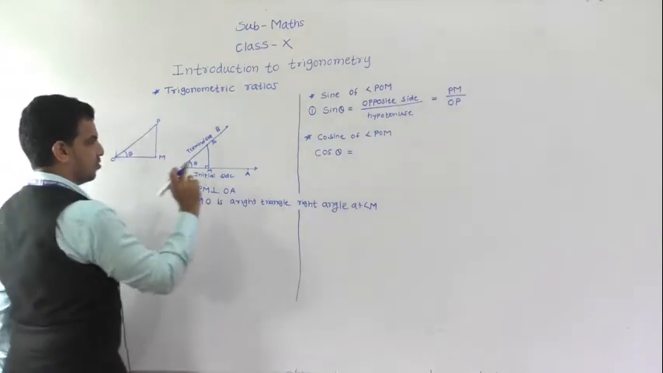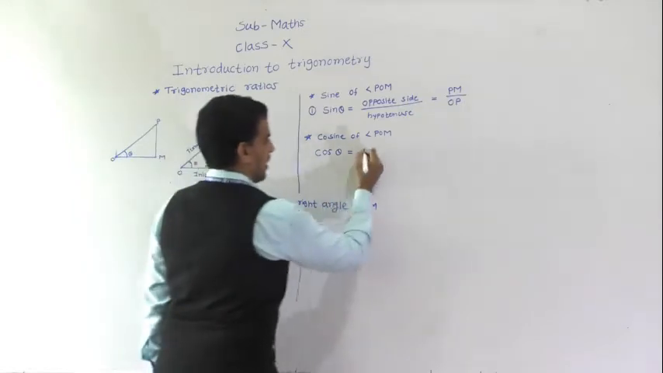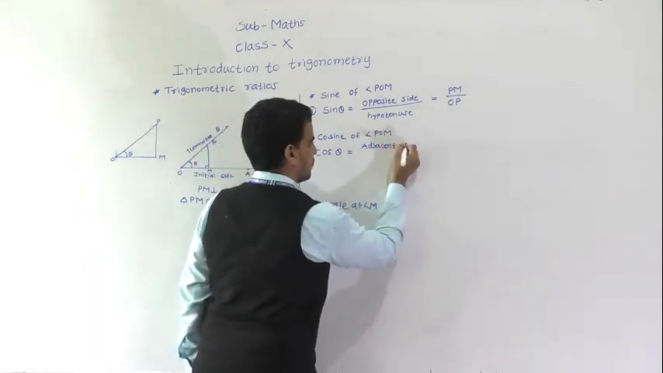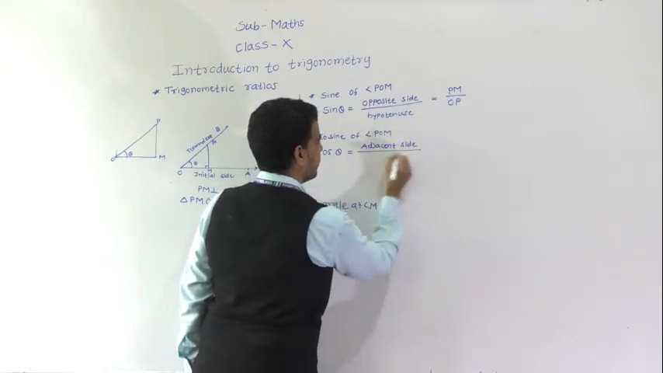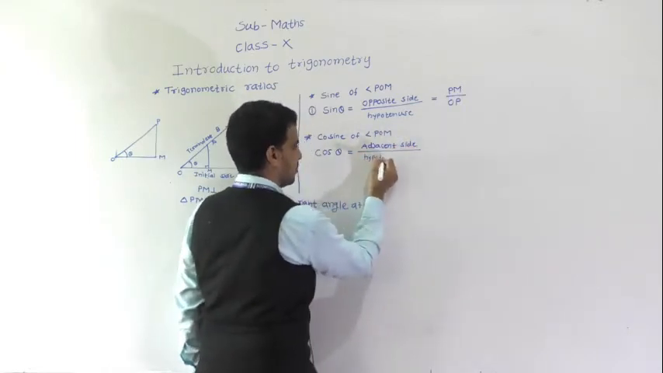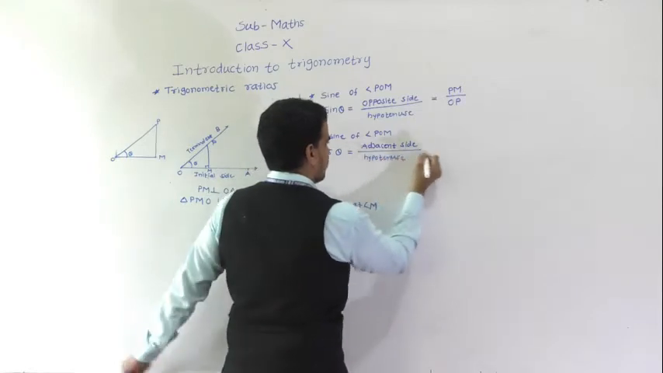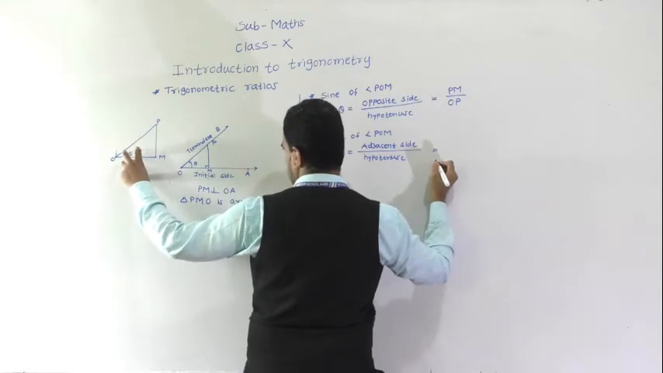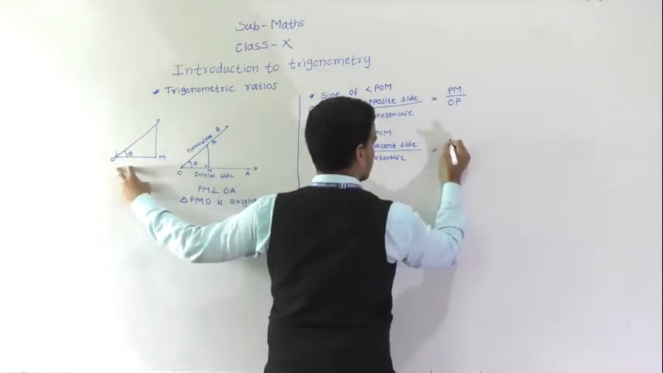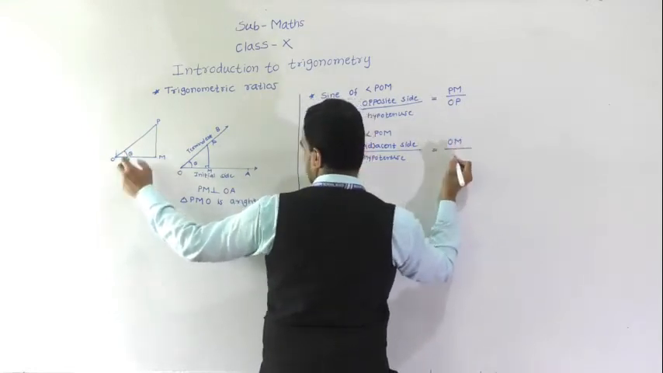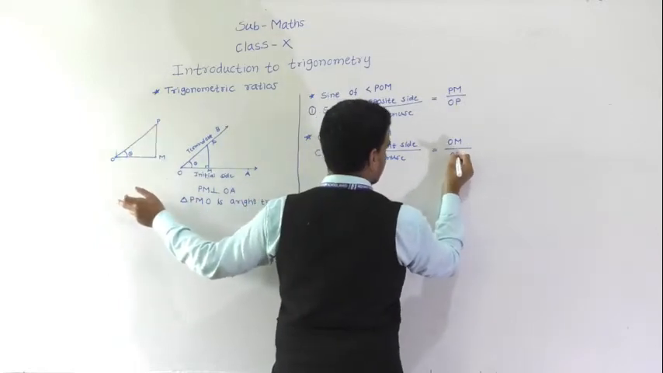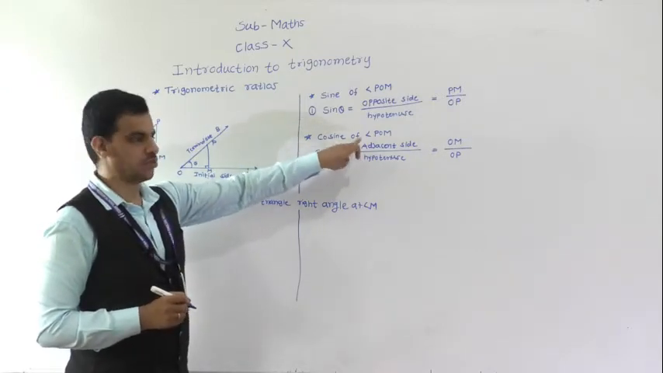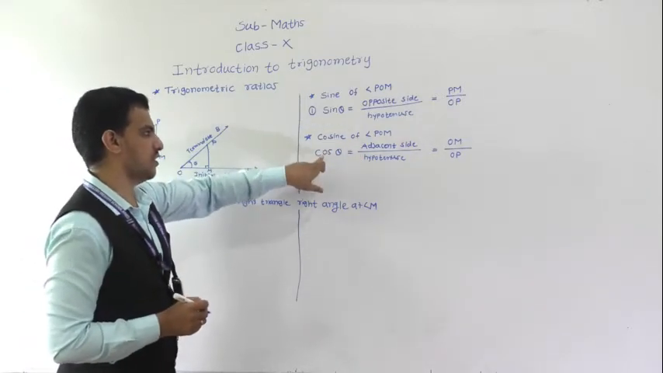So cos theta is the adjacent side divided by the hypotenuse. Here the adjacent side to angle theta is OM, and the hypotenuse is OP, so OM divided by OP. So this is the cosine of angle POM. Cosine, in short, we write as cos theta.